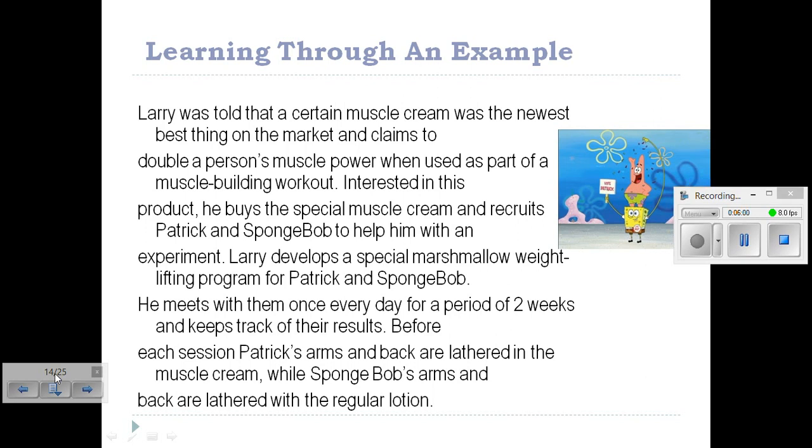In this story, Larry was told that a certain muscle cream was the newest best thing on the market and claims to double a person's muscle power when used as part of a muscle building workout. Interested in this product, he buys the special muscle cream and recruits Patrick and SpongeBob to help him with an experiment. Larry develops a special marshmallow weightlifting program for Patrick and SpongeBob. He meets with them once every day for a period of 2 weeks and keeps track of their results. Before each session, Patrick's arms and back are lathered in muscle cream, while SpongeBob's arms and back are lathered with the regular lotion.